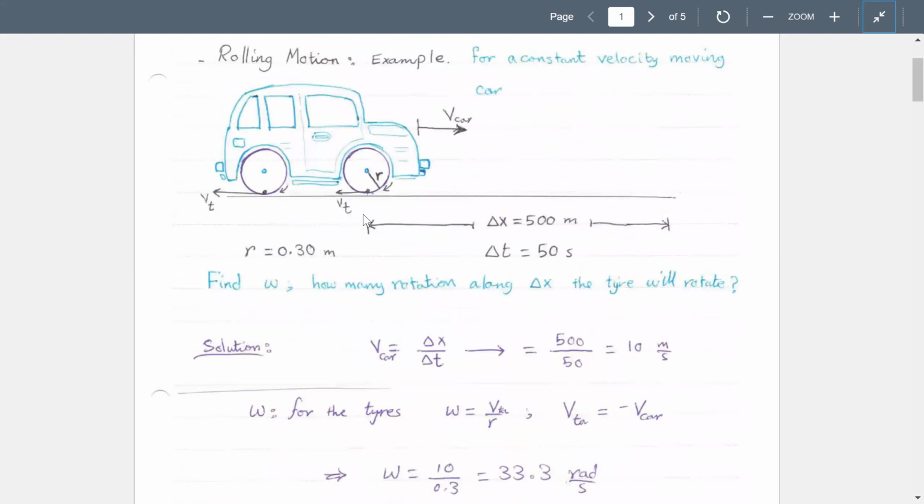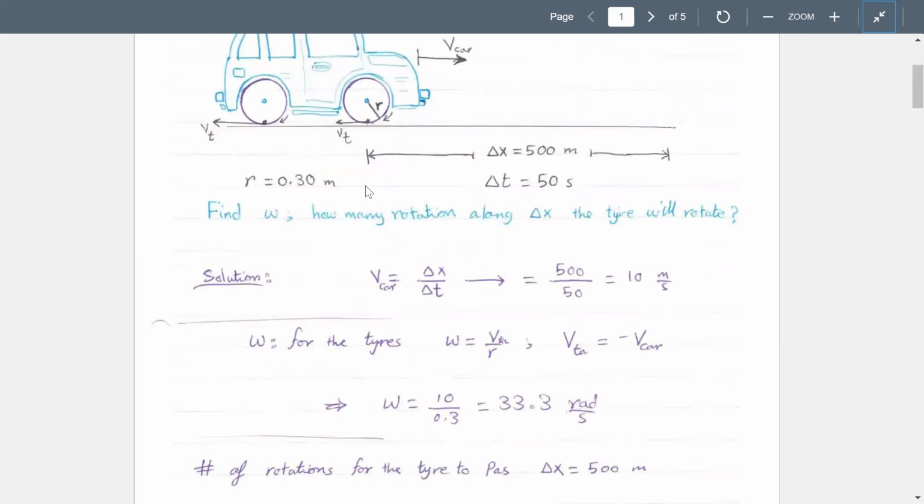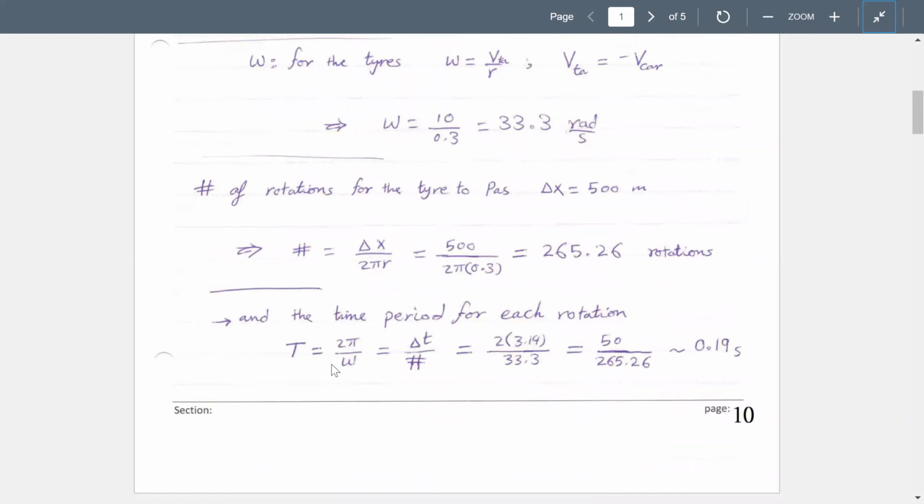Okay, now we know omega. We know the velocity, which is v tangential for the tire. What is the time to make a total rotation? The time to make the total rotation is the distance divided by the velocity. The velocity is Vt, just for one rotation. It is 2 pi r over Vt. If you calculate it, it will be 2 pi.